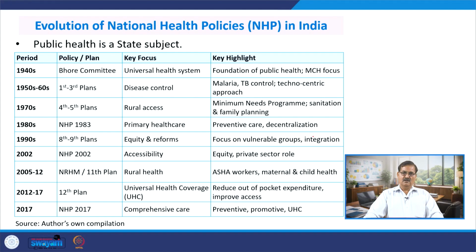because in case of fatal disease like cancer or similar other costly treatment-related diseases, people spend a lot of money, and they may be more vulnerable to poverty due to this burden of disease. So therefore, in the 12th plan, the emphasis was given on how to reduce out-of-pocket expenditure. And in the last, we have a comprehensive National Health Policy 2017, and we will discuss in detail this policy, which focuses on preventive, promotive, and universal healthcare services.